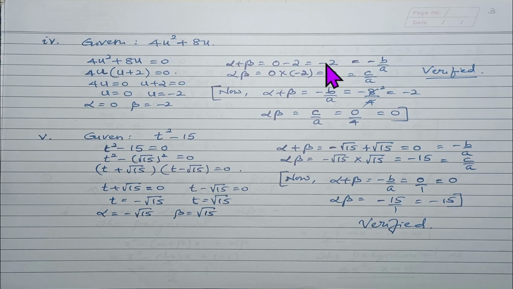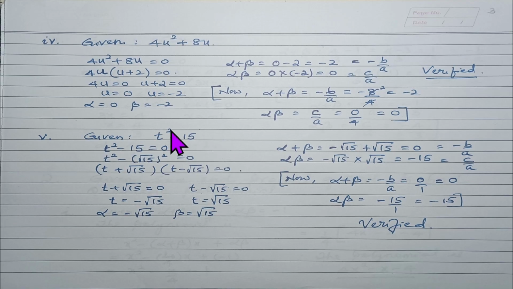Therefore alpha plus beta is equal to minus 2, and that is also equal to minus b by a. Alpha beta is equal to 0, but alpha beta is also equal to c by a, that is 0, therefore it is equal to c by a. Therefore we have verified the relationship between the zeros and the coefficients of the given quadratic polynomial.